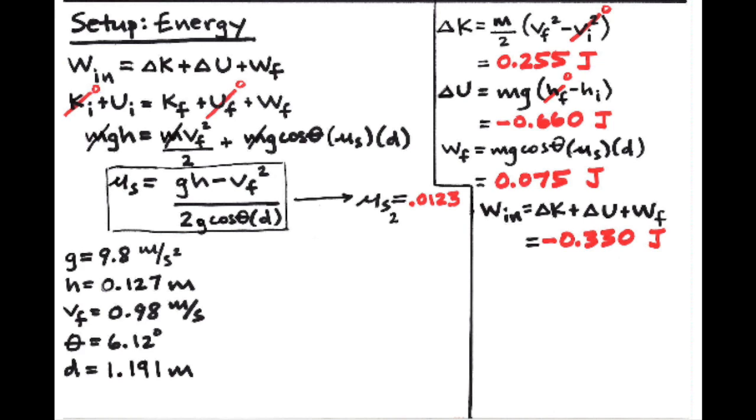Now we'll calculate coefficients for all the trials later, but using the values from the first trial with the cylinder, we find that the static coefficient is 0.0123, the red number there.